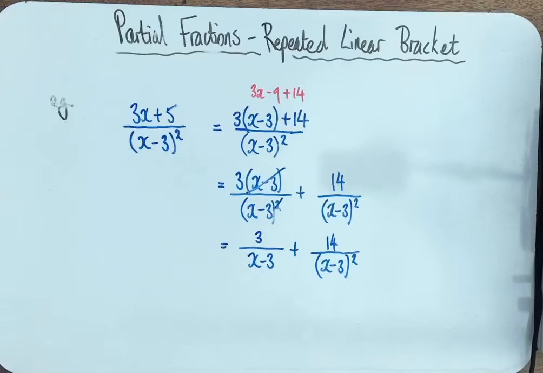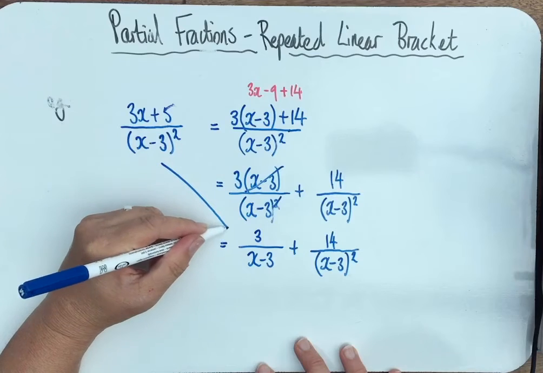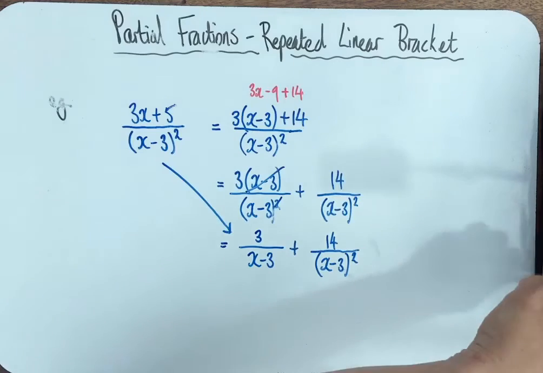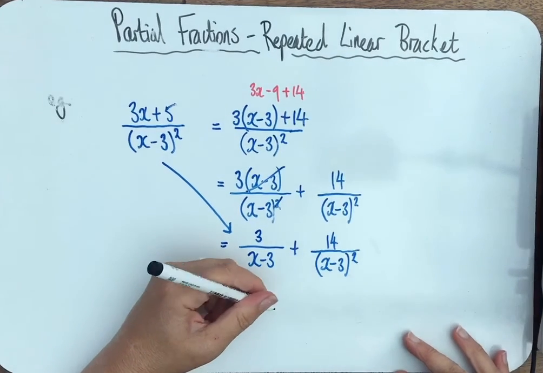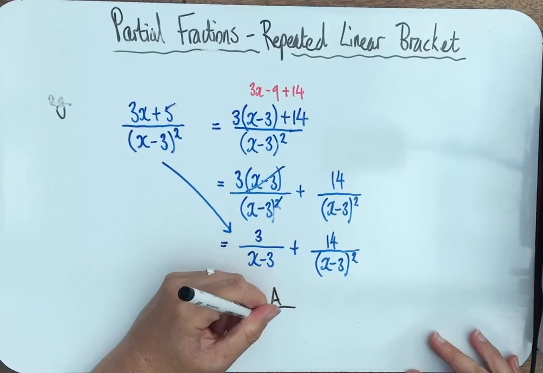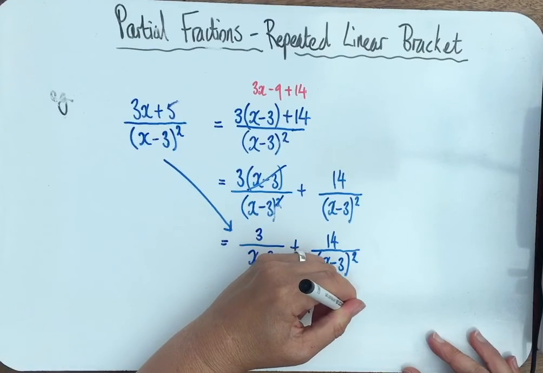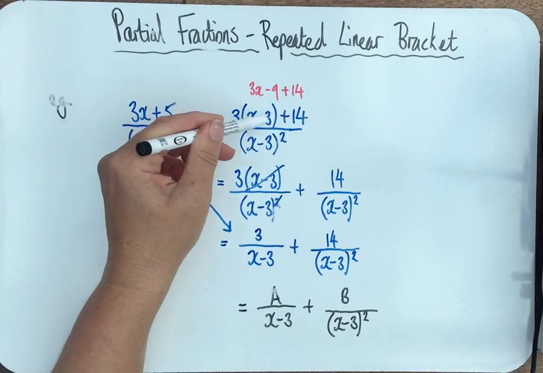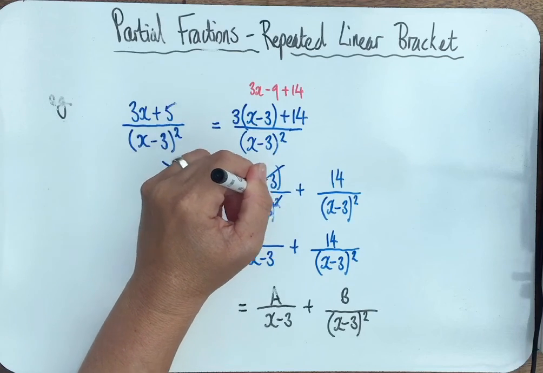So what this means is that the partial fraction form for your repeated linear fraction is going to be, so say you have, I don't know if it's with letters or not, but you're going to have a number over x minus 3 plus a number over x minus 3 squared, because you can always go through this process and cancel off at this stage.